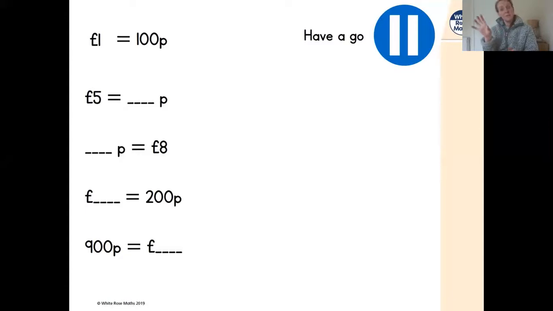£2 would be 200 pennies. £3 would be 300 pennies. You're timesing the number by 100. So have a go of that, jot them down on a scrap piece of paper, and then you can give yourself a little mark when the video comes back on. So pause me and press play again when you're done.